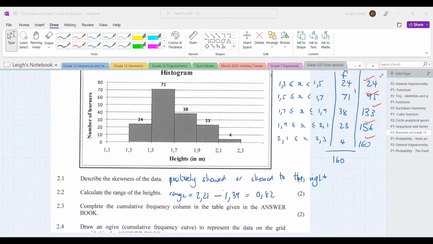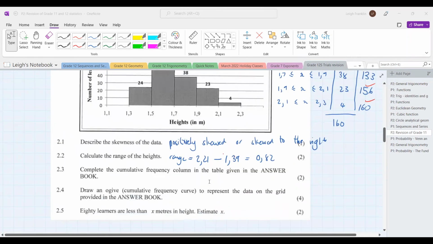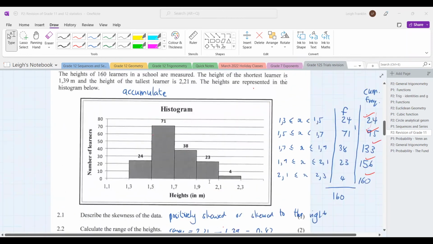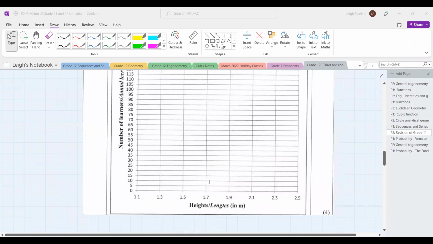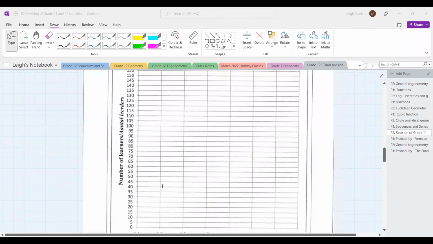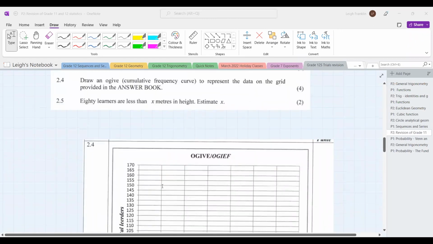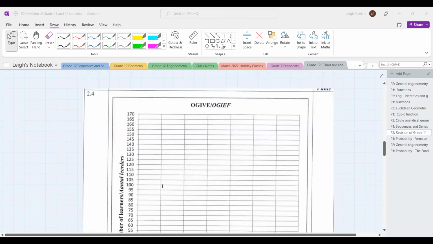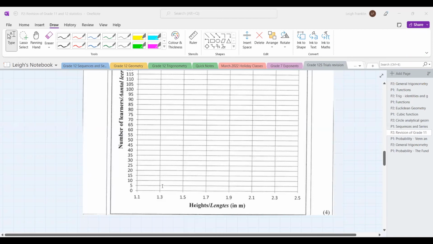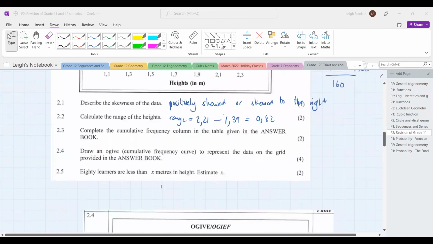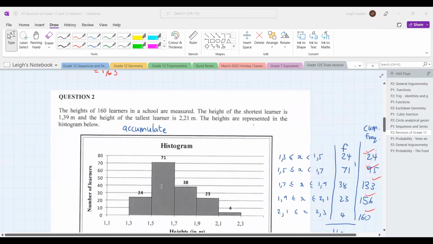So now in the next question, they want us to draw the ogive or the cumulative frequency curve. So when we draw an ogive, this is what we're going to draw it on. We've got the heights of the learners on the x-axis, and we've got the number of learners on the y-axis. Our ogive has to be anchored on the x-axis. It has to have an x-intercept. How do we know what our x-intercept is?